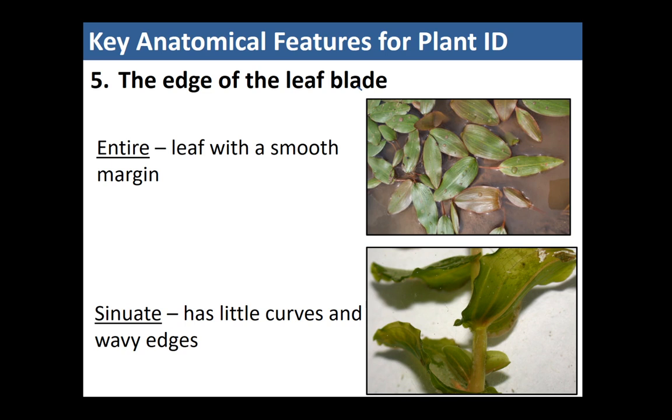On the bottom right is an example of a sinuate leaf. So notice on the lower right-hand corner, the edges of that leaf blade are really kind of wavy or wrinkly. So the term to describe that is sinuate. A sinuate leaf is a leaf that has lots of little curves and waves on the edges.